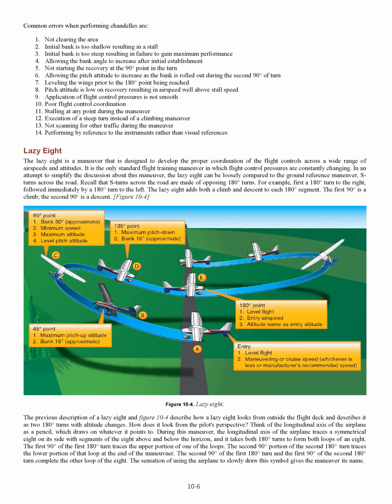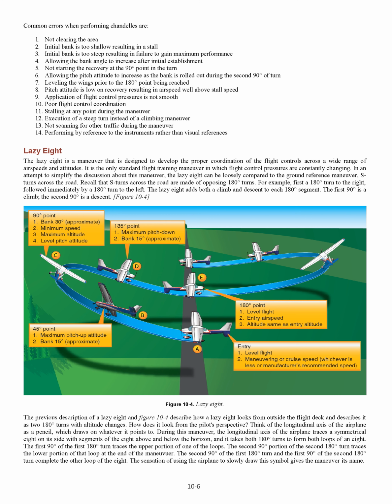The previous description of a Lazy 8 in Figure 10.4 describes how a Lazy 8 looks from outside the flight deck and describes it as two 180 degrees turns with altitude changes. How does it look from the pilot's perspective? Think of the longitudinal axis of the airplane as a pencil, which draws on whatever it points to. During this maneuver, the longitudinal axis of the airplane traces a symmetrical 8 on its side with segments of the 8 above and below the horizon, and it takes both 180 degrees turns to form both loops of an 8.